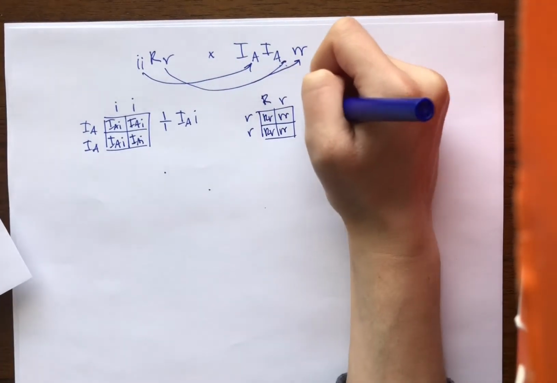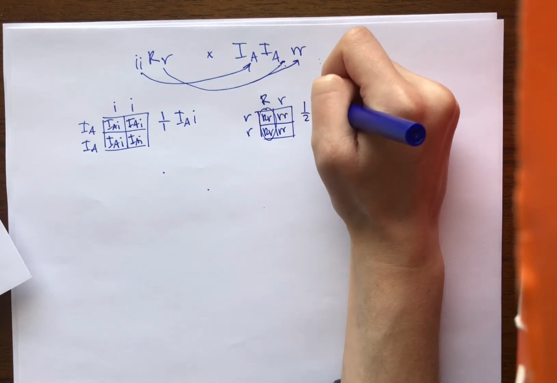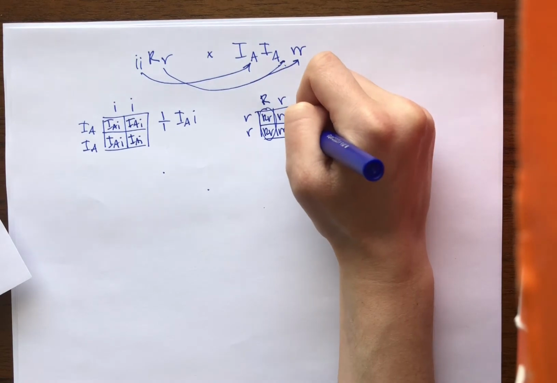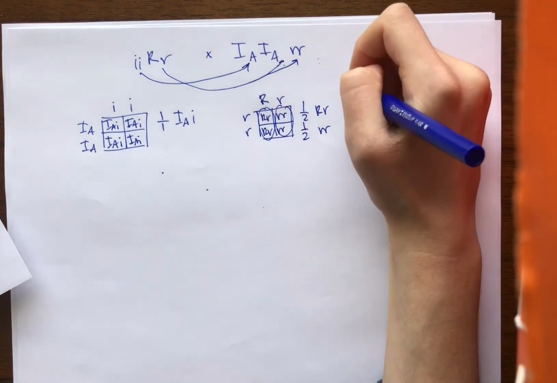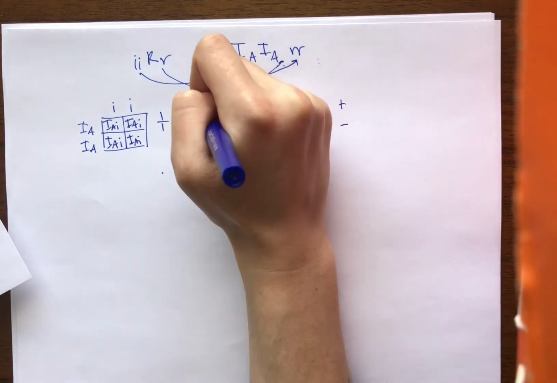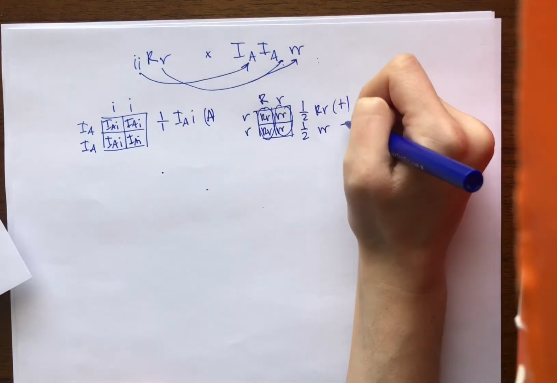Okay, so when we do this cross, we have 1/2 can be big R, small r, and 1/2 small r, small r. So positive, negative, blood type A. Keep track of the information.